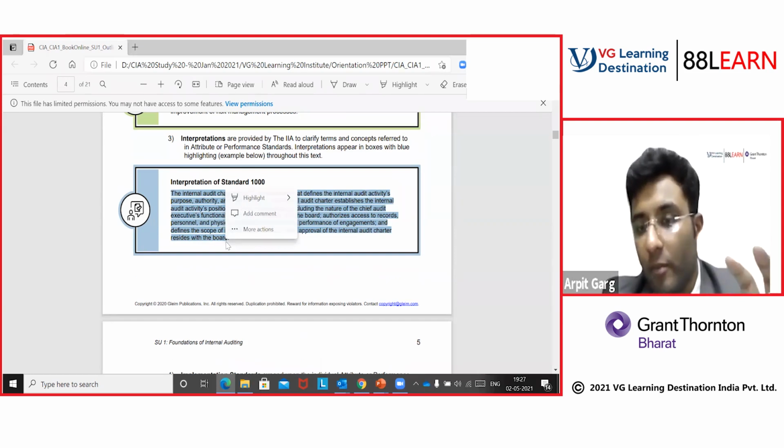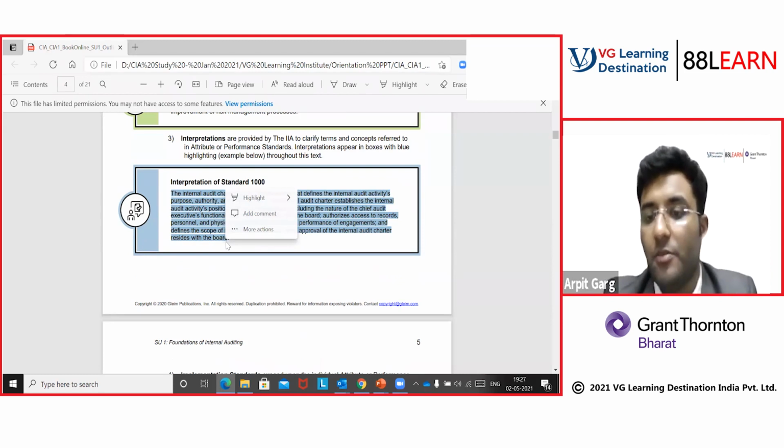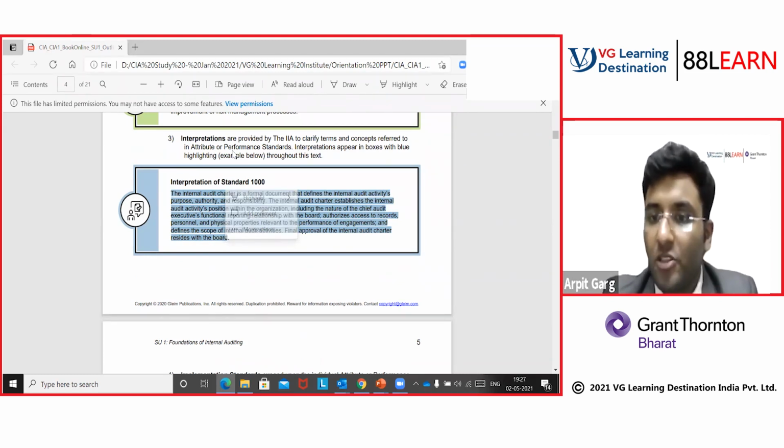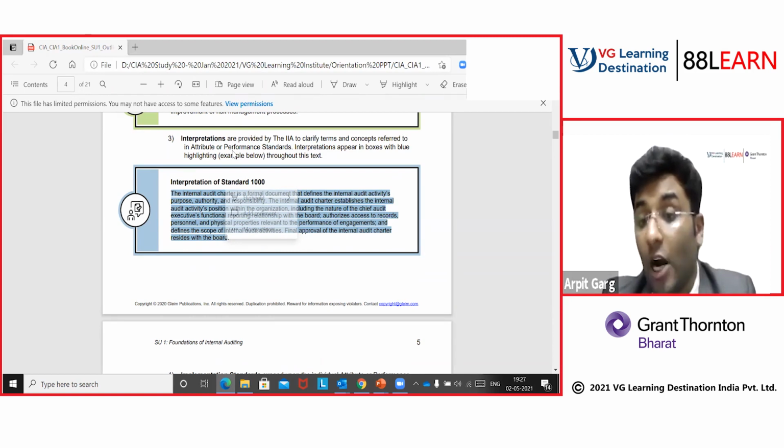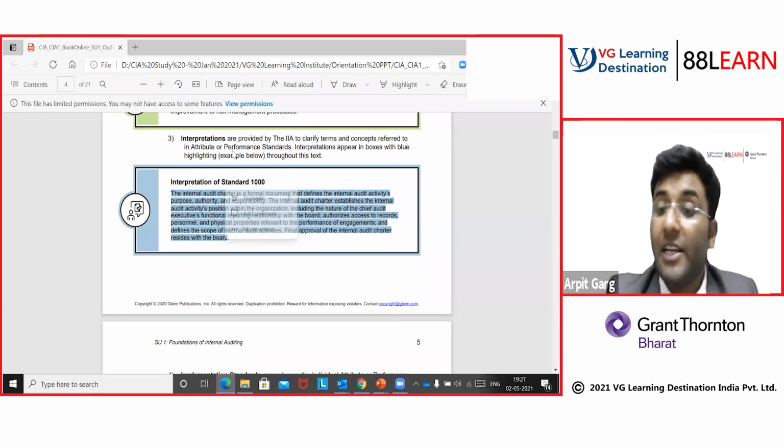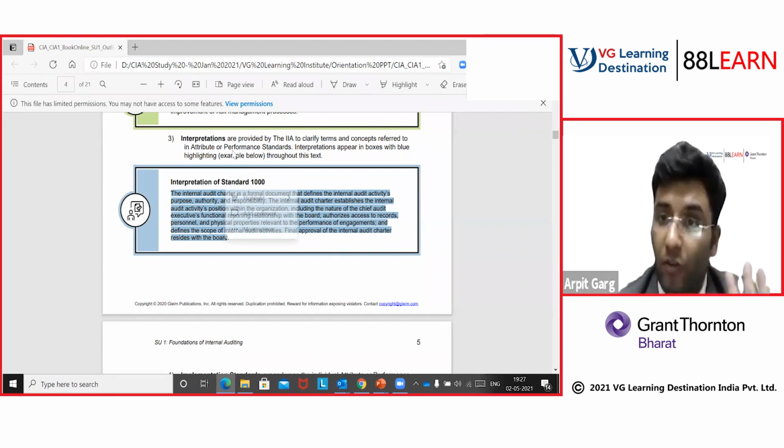Attribute standards and performance standards basically tell what needs to be done. Okay, they have different governance roles. So attribute standards govern the internal audit function and the internal auditors. Performance standards govern how the internal audit activity needs to be done, and how we evaluate whether the internal audit activities or the function is performing well or not. Interpretation standards clarify the terms and conditions that are mentioned in the attribute and performance standards.